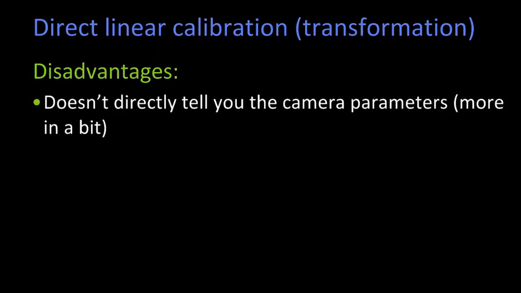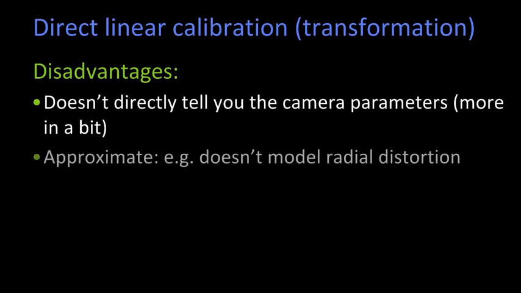There are some disadvantages to this method. First is that it doesn't directly tell you about the camera parameters, but we'll fix some of that in just a minute. It's also approximate because that M was based upon a particular matrix based upon pure extrinsic and intrinsic projection. What if we had something like radial distortion that we could actually model, but we couldn't model within our projective transform equation? How would we do that?